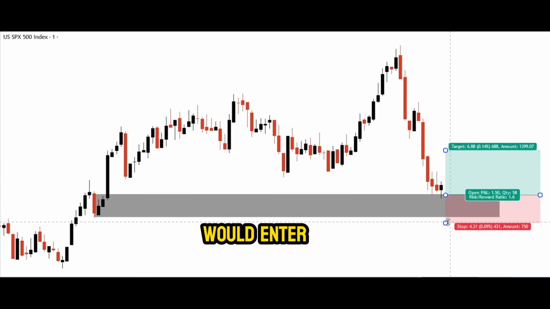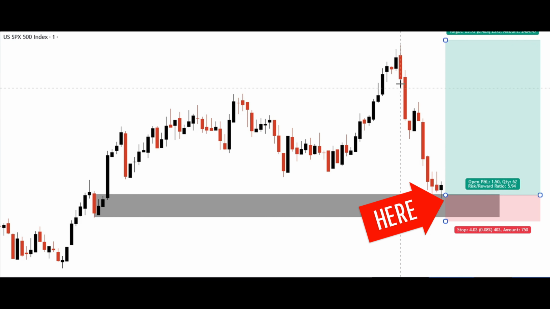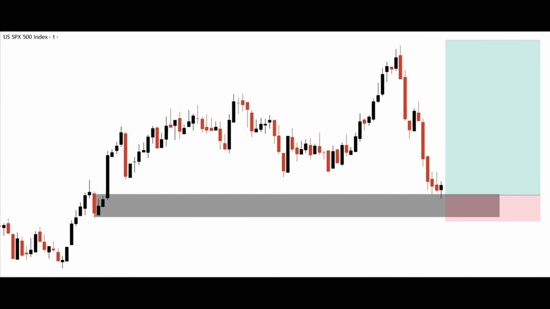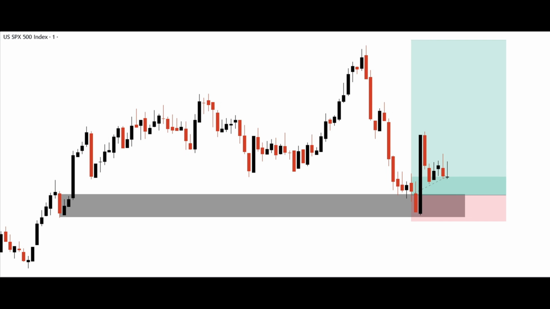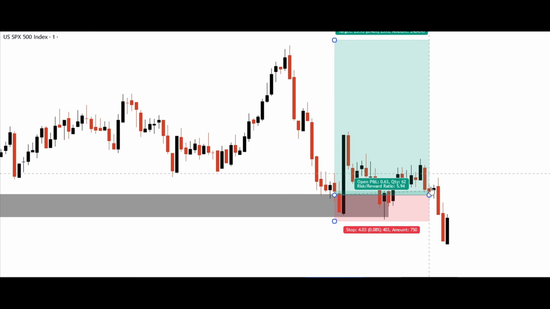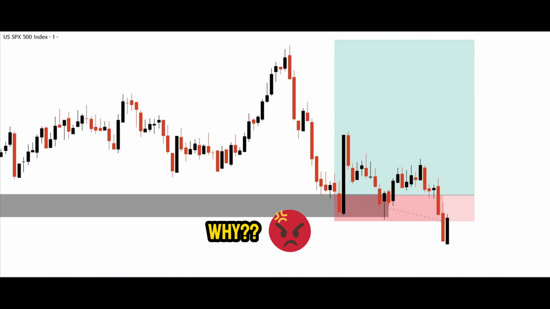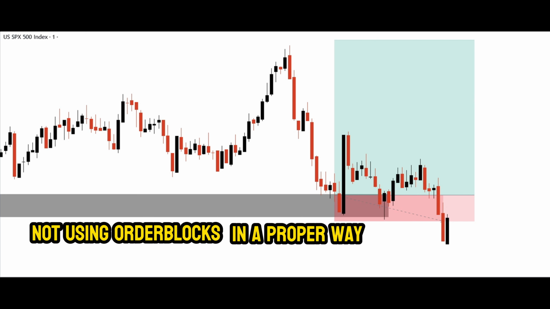95% of traders would enter the position right here because they see the price has moved up after hitting the order block. Little do they know that in the near future the price would stop them out, and they wonder, why does that happen? Well, because you are probably not using order blocks in a proper way.